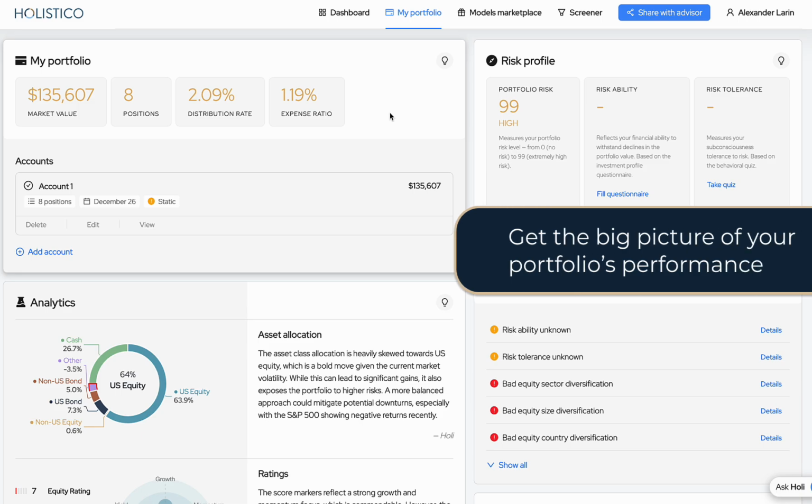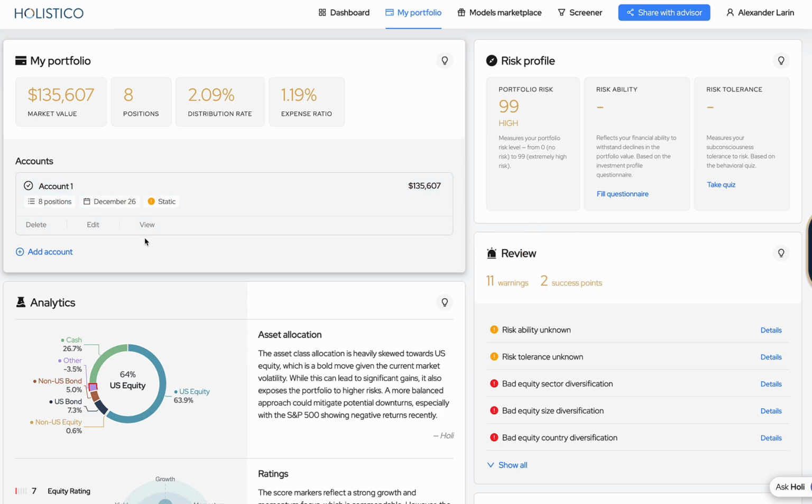Holistico's portfolio scanner gives you a clear snapshot of your investments, market value, expense ratios, and more, so you know where you stand at all times.